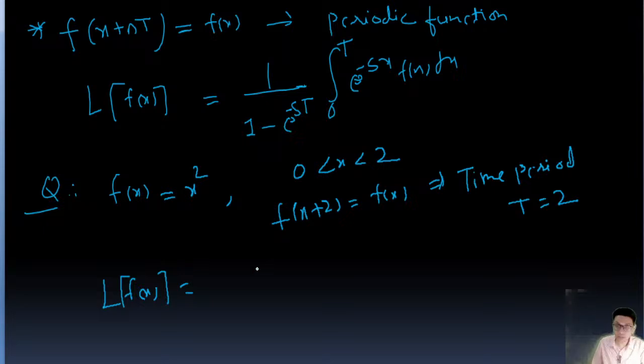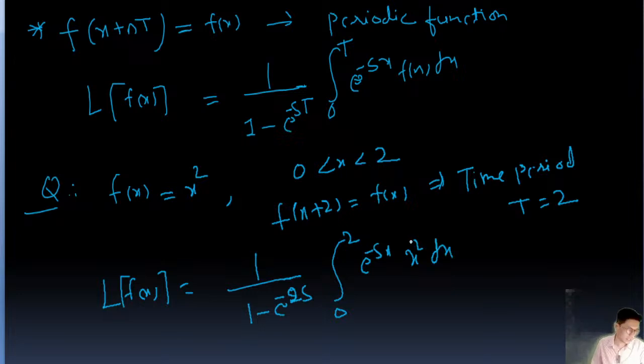This is going to be 1 upon 1 minus e to the power minus sT, and T is 2, right? So e to the power minus 2s, integration 0 to 2 e to the power minus sx, f(x) is x square, dx. This one.